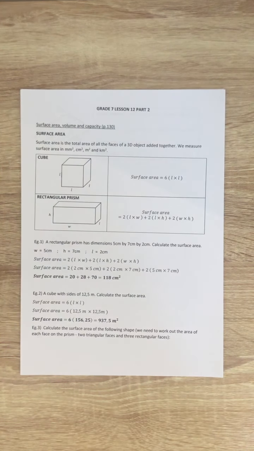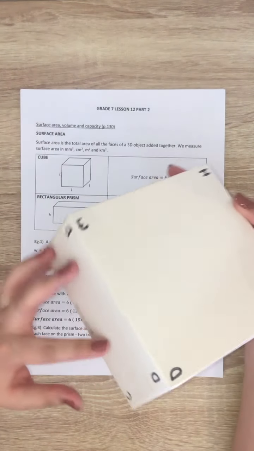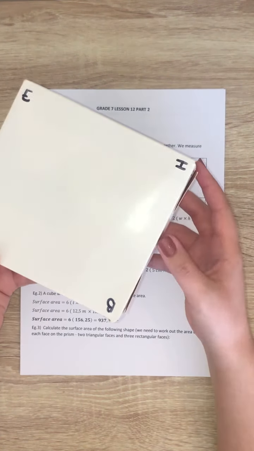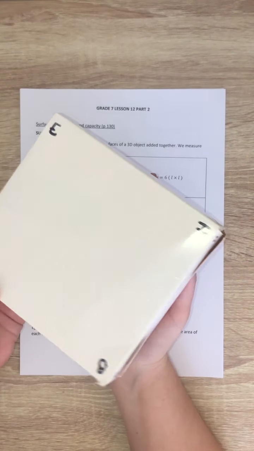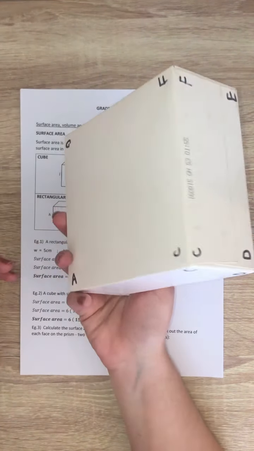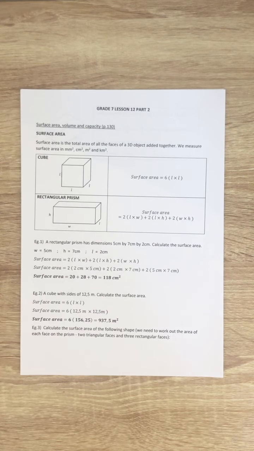Now, when we talk about surface area, the name itself explains what it is. So it's basically if you have your 3D object, so here I've got my rectangular prism or my cuboid, if we worked out the area of all of these faces on this shape and we added it together, we would get the surface area of the shape. So the surface area is the total area of all the faces of a 3D object added together.